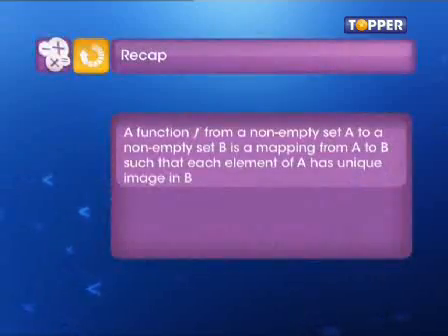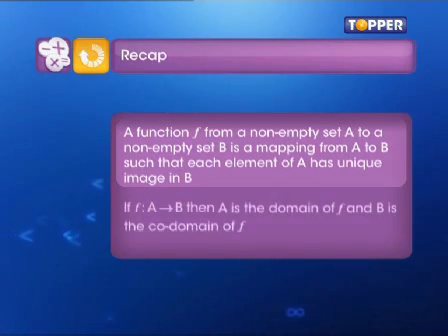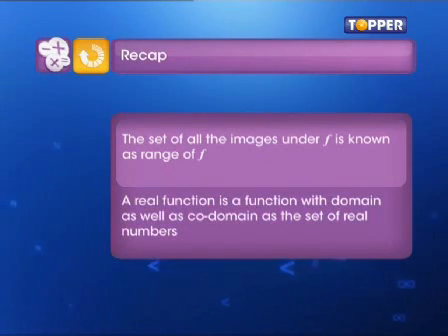A function f from a non-empty set A to a non-empty set B is a mapping from A to B such that each element of A has a single image in B. If f is a function from A to B, then A is the domain of f and B is the codomain. The set of all images under f is known as the range of f. A real function is a function with domain as well as codomain as the set of real numbers.